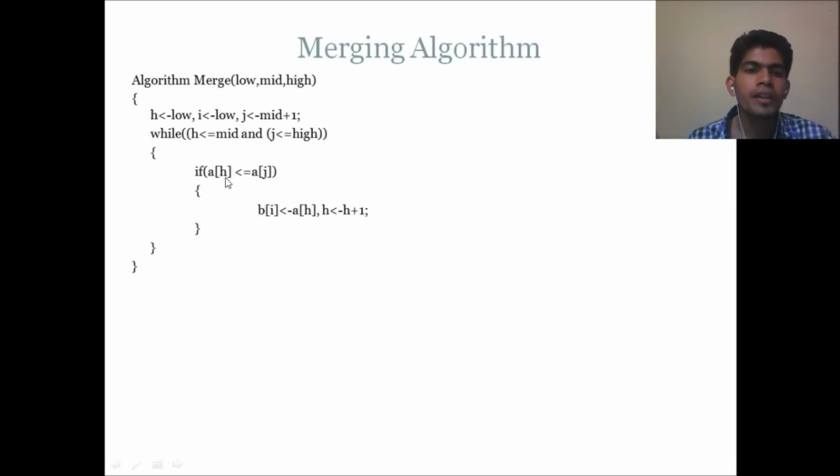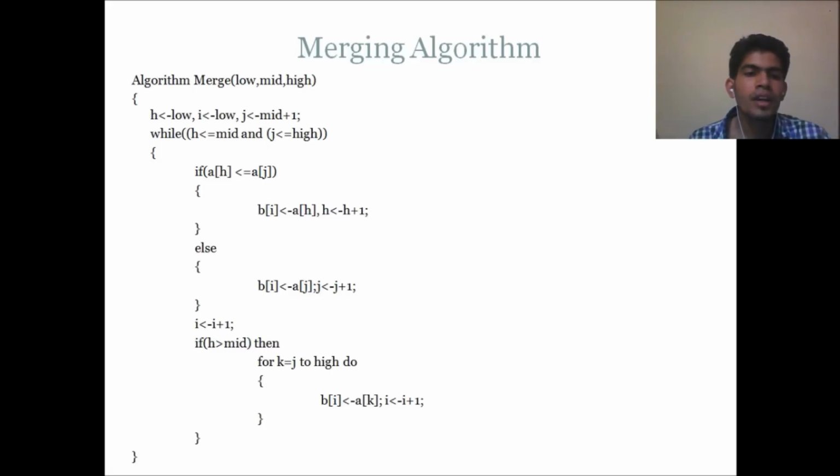Now if a of h is less than or equal to a of j, that is, we are comparing the two elements of the sorted arrays. If the element from the first array is found to be smaller, then we copy this element into another temporary array and increment this pointer. We have already seen this example. Else, we copy the second array's element into the temporary array and increment its pointer. And every time we also increment the i pointer, because we are always incrementing the pointer of the resultant array, that is the temporary array b[i].